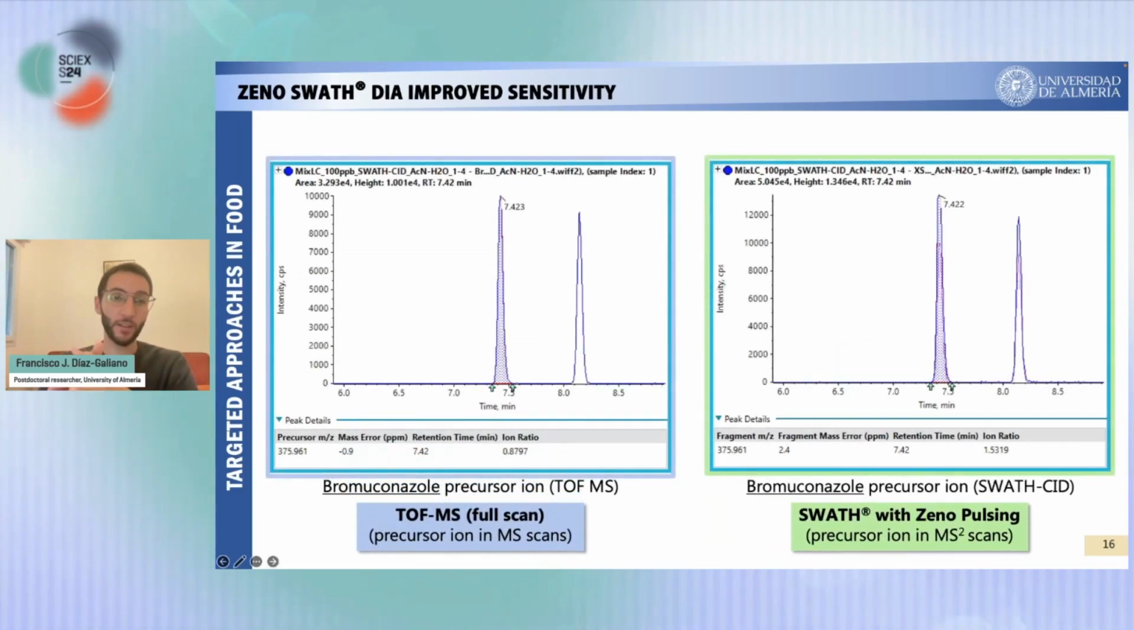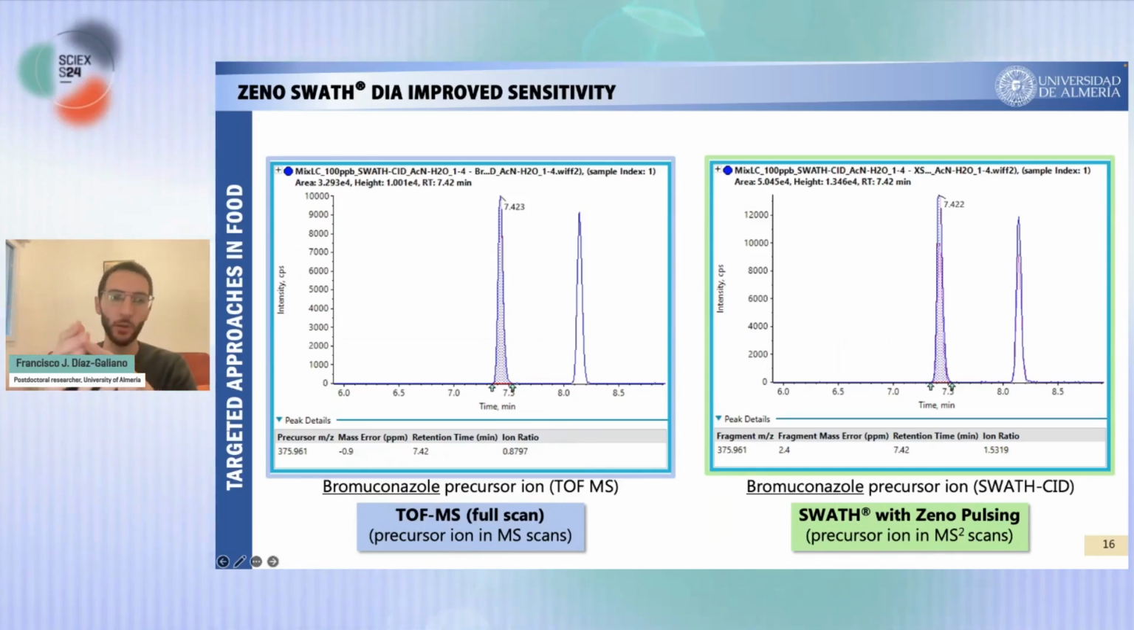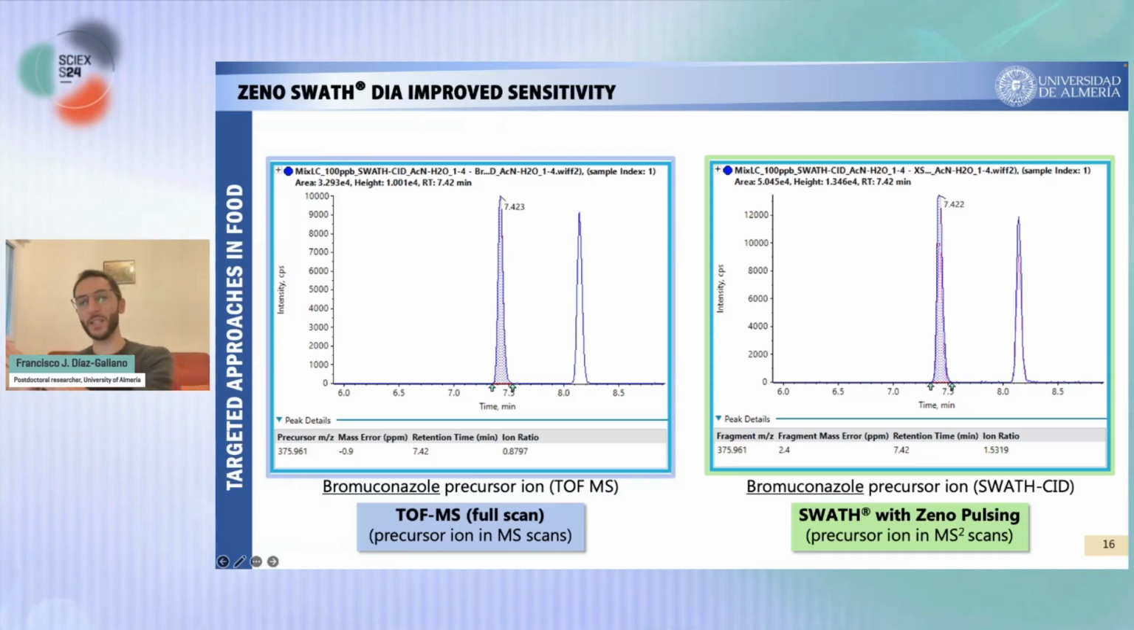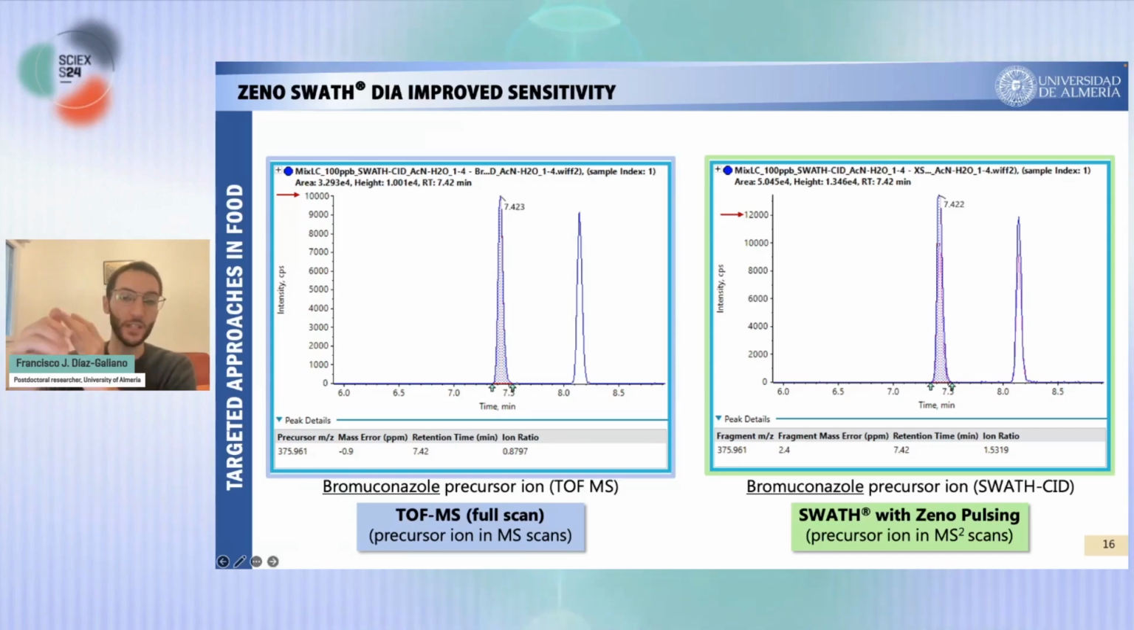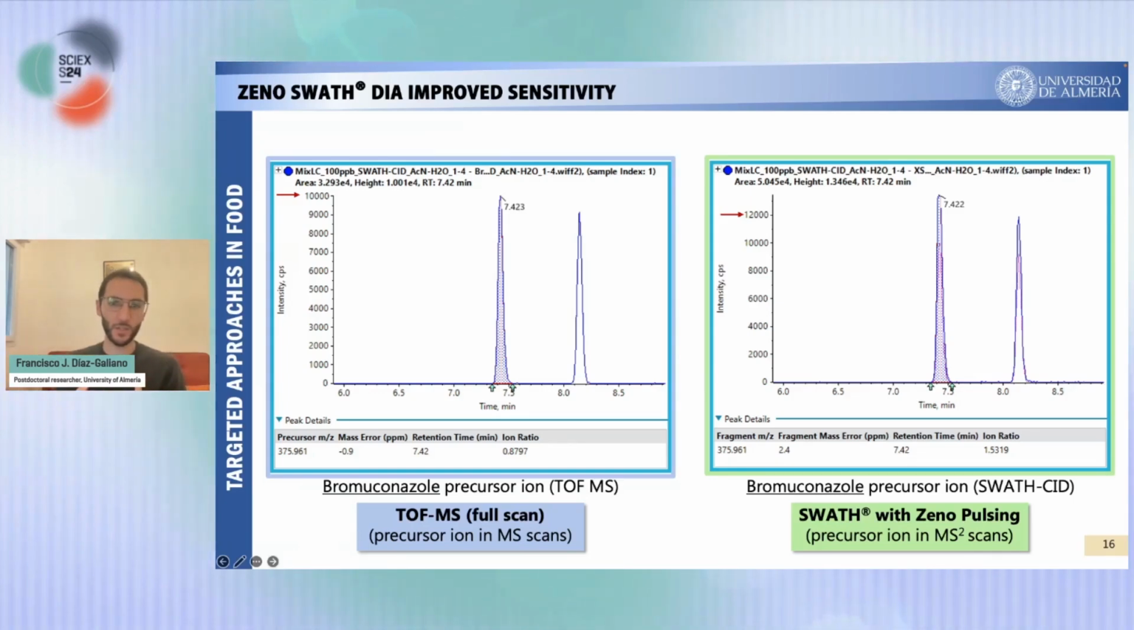Here we have the extracted ion chromatograms of bromoconazole, which is a mixture of 2 isomers, the E and Z. It's resolvable, that's why we are seeing 2 peaks. On the left, in blue, we have the extracted ion chromatogram of the precursor ion in the full scan experiment. And on the right-hand side, we have the extracted ion chromatogram of the precursor ion, but in the SWATH DIA. This means after fragmentation. If you pay attention to the signals pointed by the arrow, you will observe that after fragmentation, it is still 20% more intense in the SWATH DIA experiment than in the full scan experiment. And as I just discussed, this situation was not uncommon at all, showing the increased sensitivity of the Zeno trap.